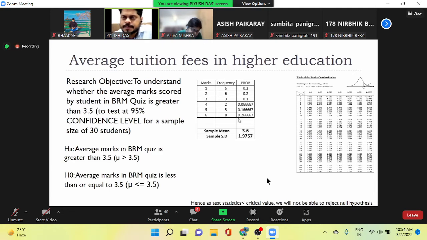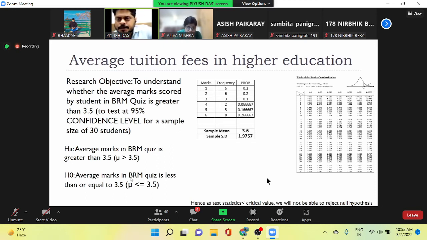So when I take a sample of 30 students, I get this number. I calculate my mean and standard deviation. Now the question is, by using this data, how to prove this? How to say whether my alternate hypothesis is true or not, or whether I can reject the null. If I reject it, that means the alternate hypothesis is true.